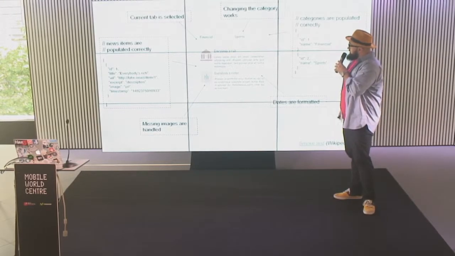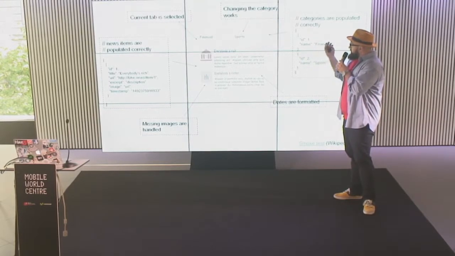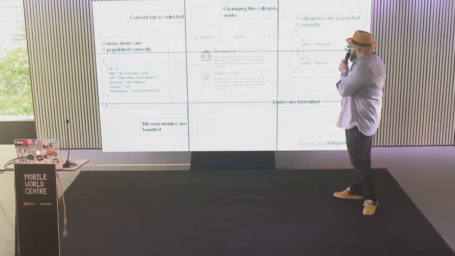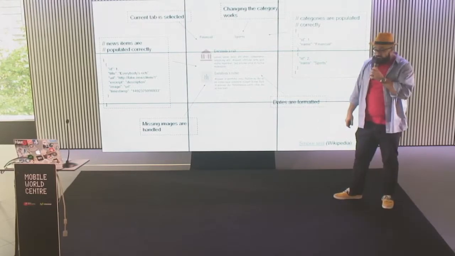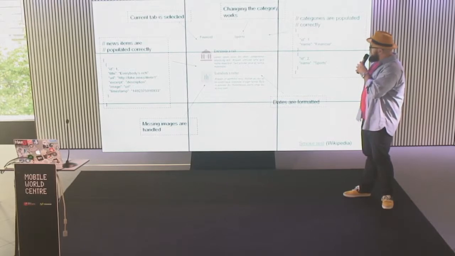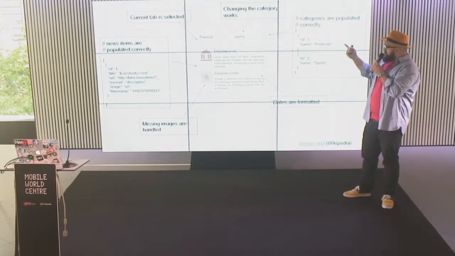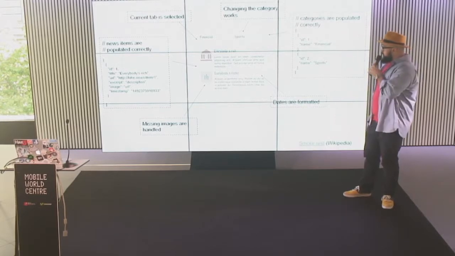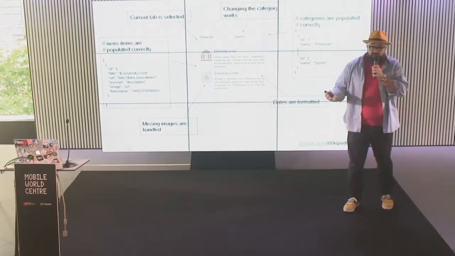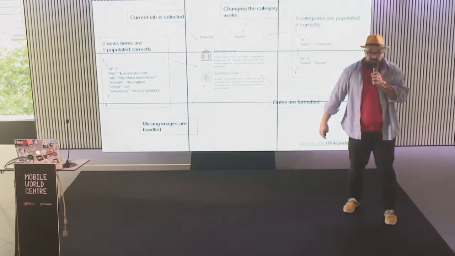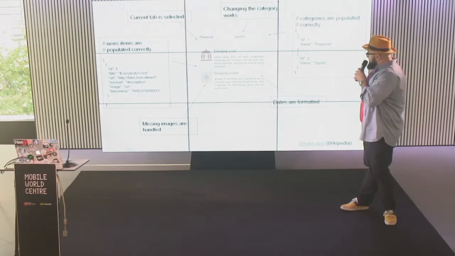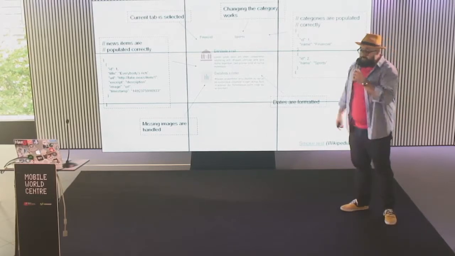Basically, what would the test be like? I would want to make sure that all the categories are being populated correctly from the API, that the first tab is selected. If I click on the second one, it works. The news items are populated correctly, and the missing images, if I don't get an image from the API, are handled correctly with a placeholder. And also the dates are formatted correctly from a timestamp.